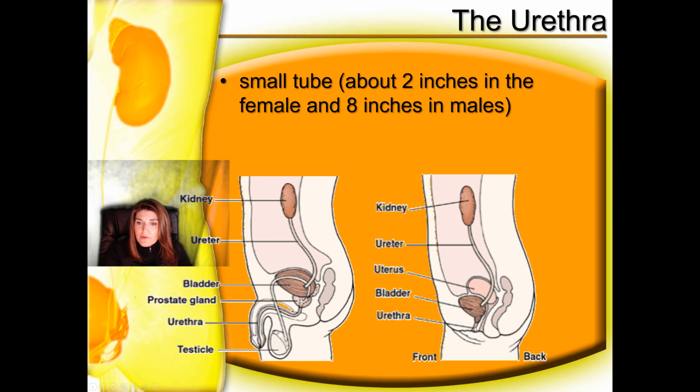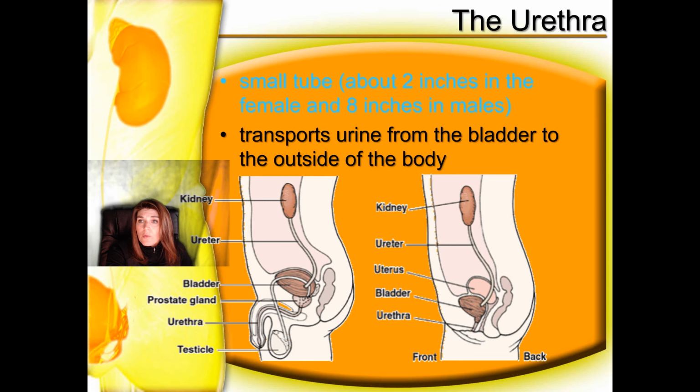You can see the urethra in girls is pretty short, about 2 inches. And the male urethra actually extends from the bladder all the way through the penis. So that would be a longer urethra in the males. And the whole point of the urethra is to transport the urine from the bladder to the outside of the body, just to get rid of the urine.